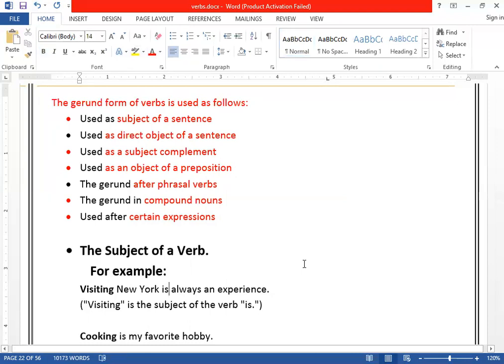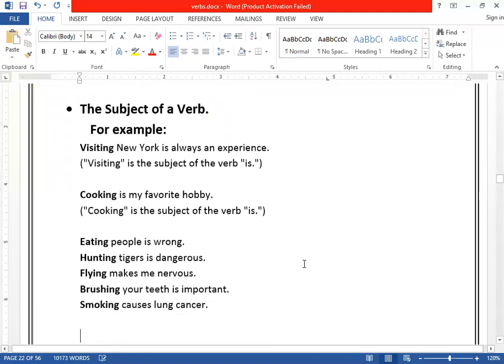Let's talk about the first one, and the first one is what? Subject. Gerund can be the subject of a verb. It can be used as a subject of a verb. Number one, look: visiting New York is always an experience. Visiting New York. The only verb we have in this sentence is 'is'. Visiting is a gerund.